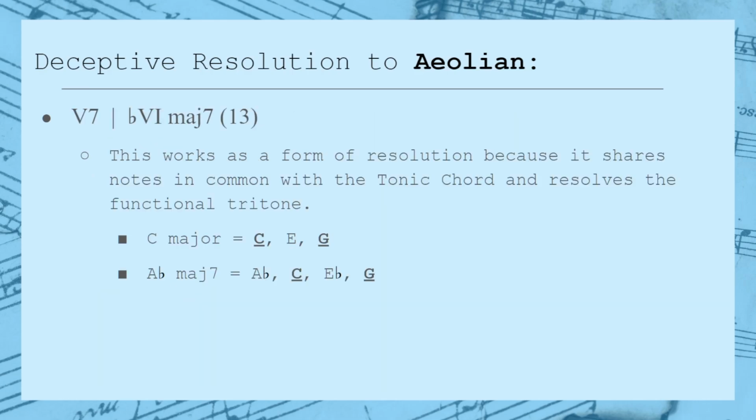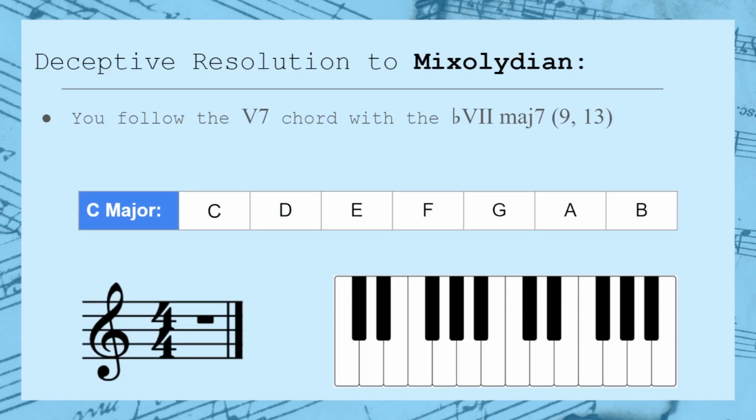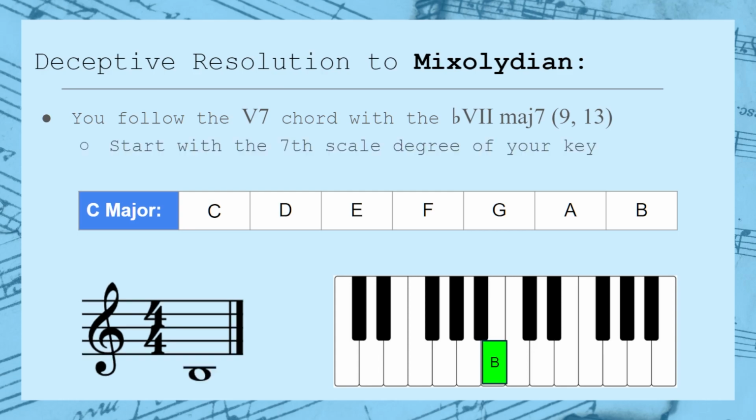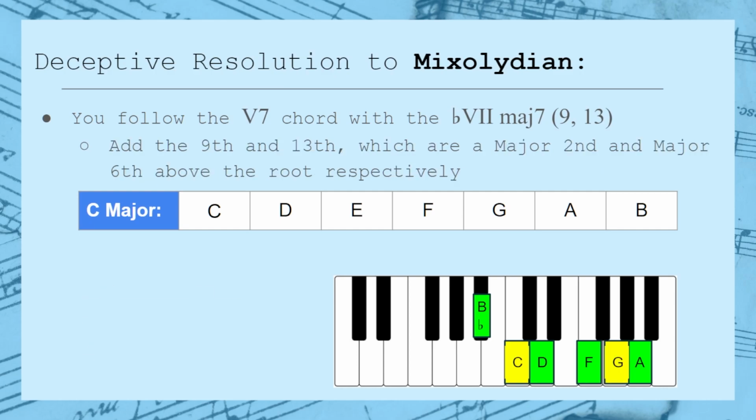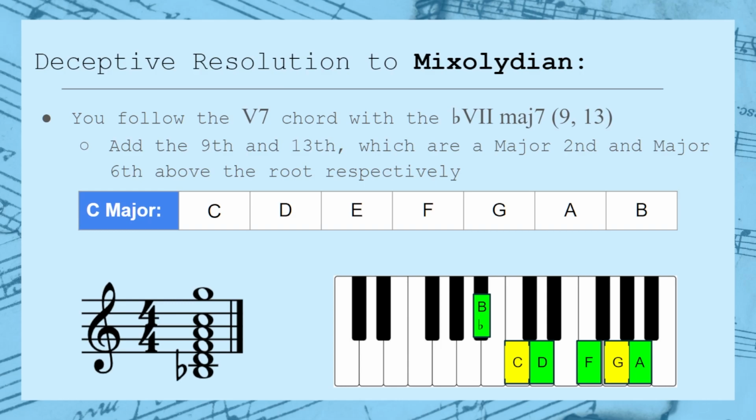Once again, this chord works because it has both the 1st and 5th scale degrees of the tonic chord and resolves the functional tritone. Finally, the fourth option is the flat 7 major 7 9 13 from the parallel mixolydian. Once again, we'll start with the 7th scale degree and lower it a half step before building another major 7th chord. Finally, we'll add the 9th and 13th, which are a major 2nd and major 6th above the tonic respectively, to get our deceptive resolution.